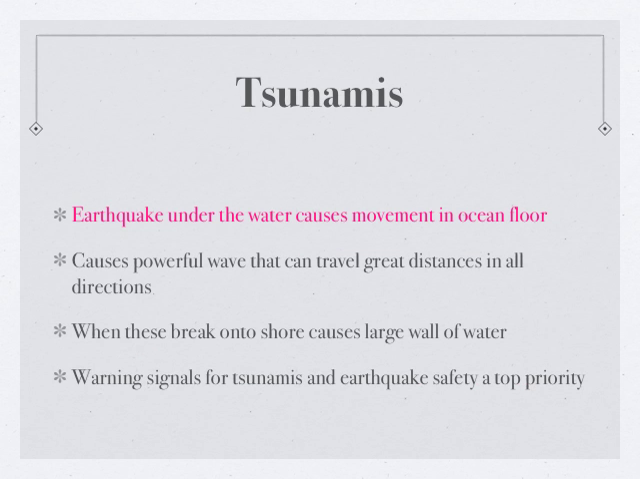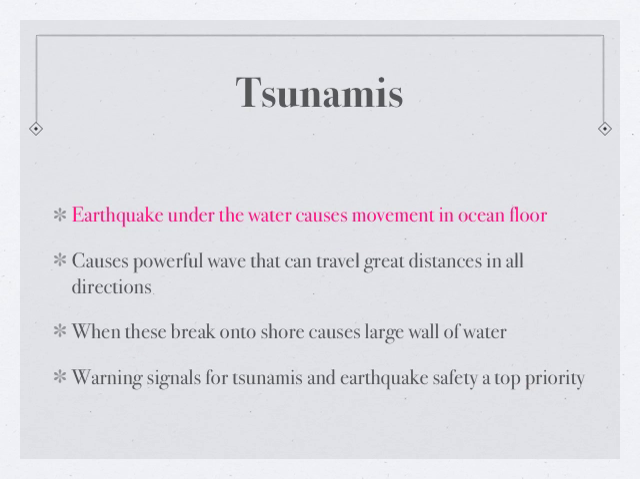Tsunamis are a result of earthquakes, and what they are is the underwater earthquake that causes the water movement on the ocean floor. The ocean floor moves because of the earthquake, and then it causes this huge wave. It causes a powerful wave that can travel great distances in all directions, and they break onto shore, and they cause large walls of water.